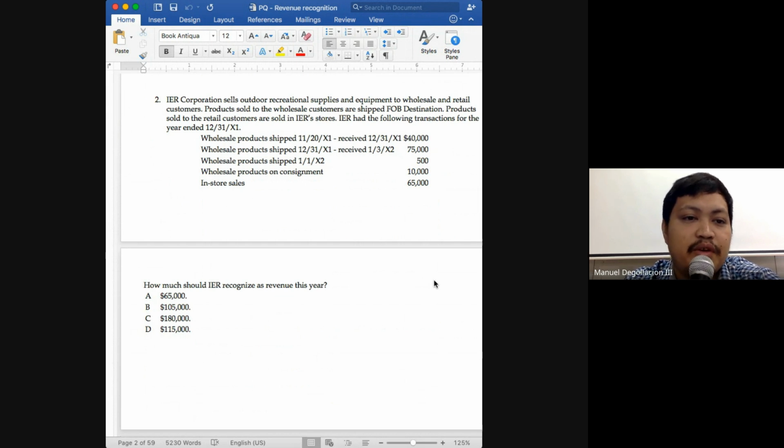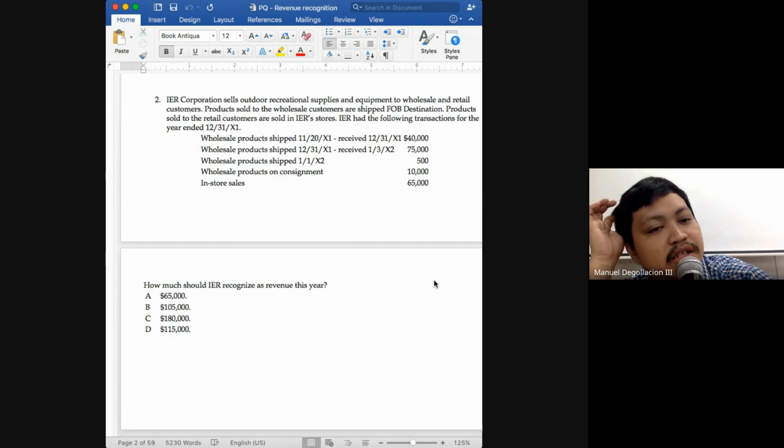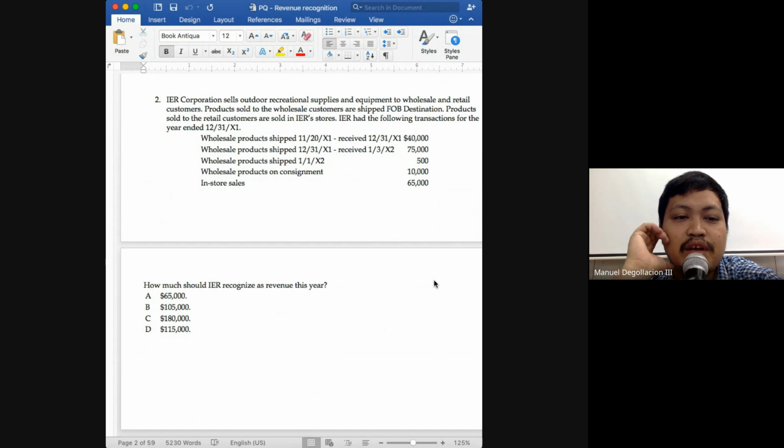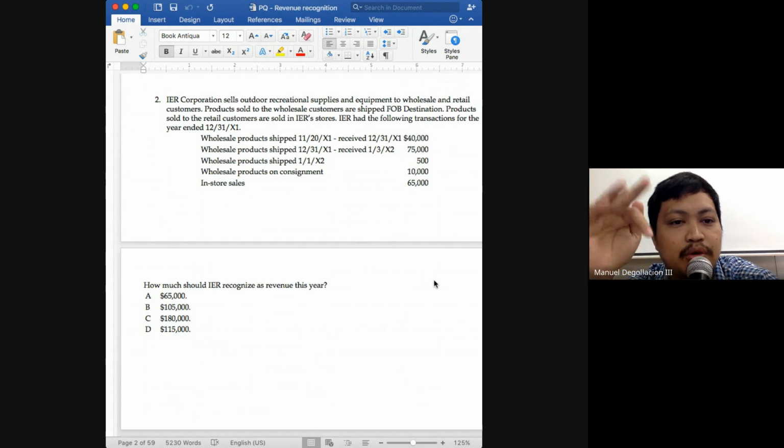So here we are given 5 different transactions, class. And we are trying to determine how much we are going to report as revenue in year X1. Let's start with the in-store sales. For your in-store sales, class, the moment that they are sold, automatically these are goods sold. Title will immediately transfer for in-store sales. So definitely the 65,000 here will be part of your revenue. And that is actually letter A. But we cannot say that the answer is already letter A because we will have to go over the other items. Let's just start from the bottom going up.